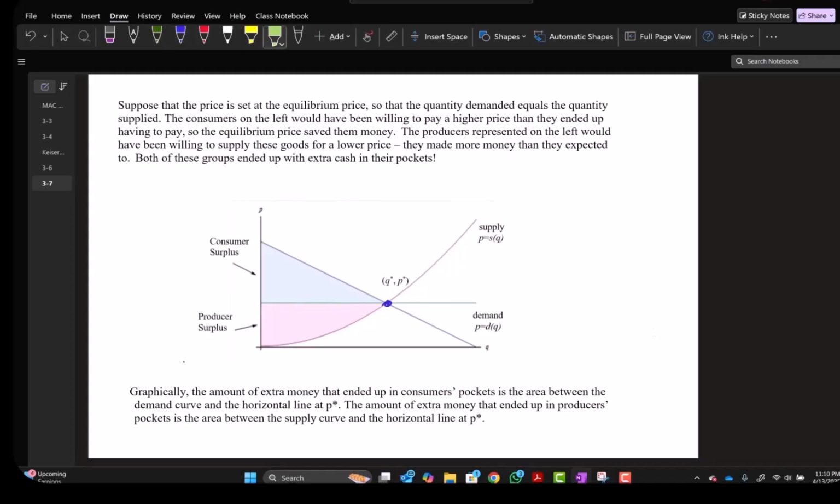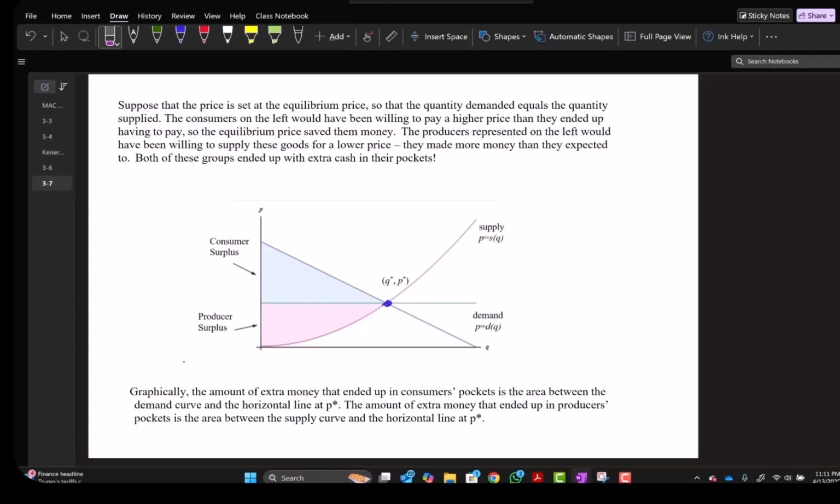Suppose that the price is set at the equilibrium price so that the quantity demanded equals the quantity supplied. The consumers on the left, which is our blue, would have been willing to pay a higher price than they ended up having to pay. So the equilibrium price saved them money.